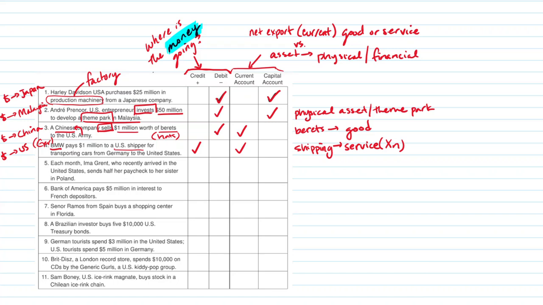5 and 6 get to be our trickier ones, so slow down and make sure you pay attention to 5 and 6 as we get here, because they're going to be a little bit more difficult.